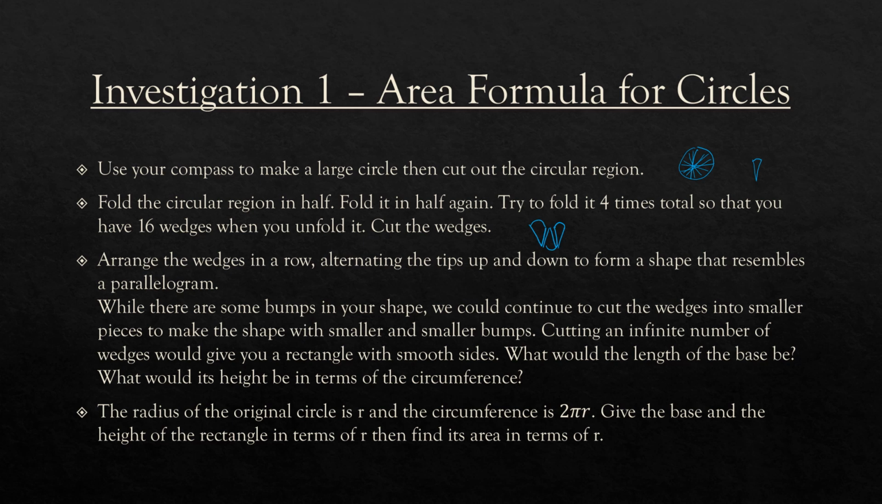The radius of the original circle is r. The circumference is 2 pi r. So give the base and the height of the rectangle in terms of r, then find its area in terms of r. So let's see what that looks like.